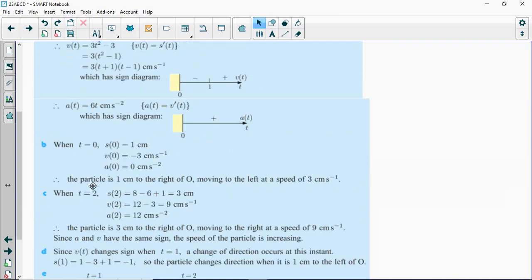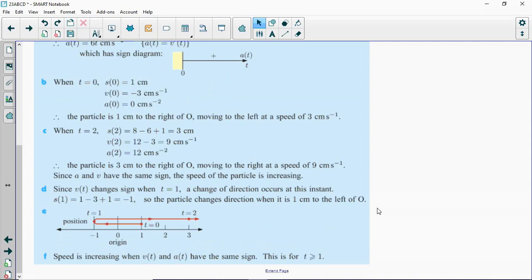Part C asks for the description at 2 seconds, so same idea, we put in t equals 2 to these three expressions. We see that the particle is 3 centimeters to the right of the origin. It is moving to the right with a speed. And then they note that since A and B have the same sign, the speed is increasing. Or we could just say that the particle is speeding up. Part D, just like before, it's asking for the position when it changes direction. So we're first going to find the time when it changes direction by setting the velocity equal to 0. We get t equals 1, and then we put that into the position function to find out that it's 1 centimeter to the left of the origin.